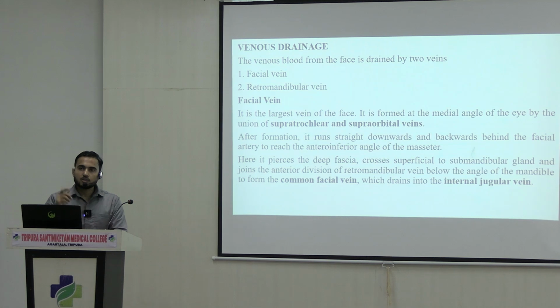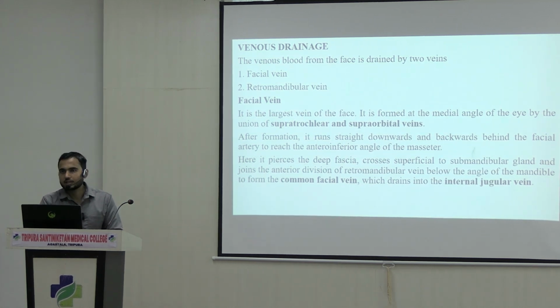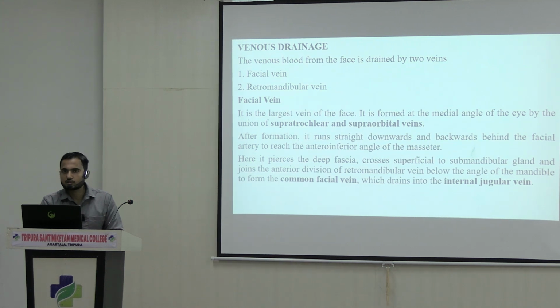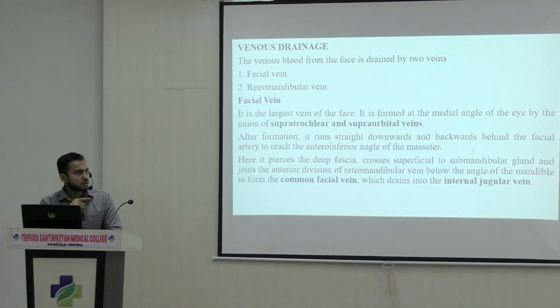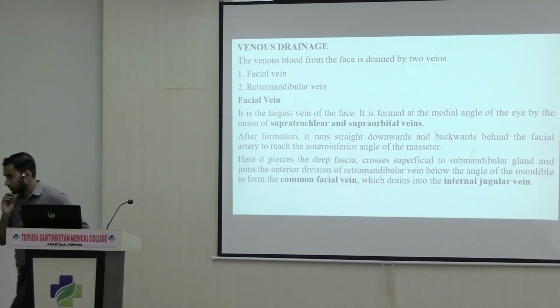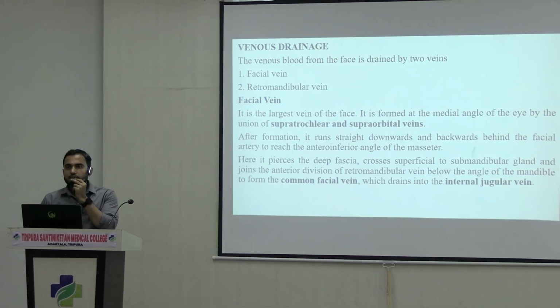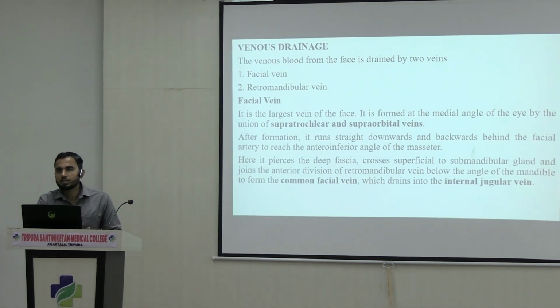Now you know that the internal jugular vein joins the subclavian vein to form the brachiocephalic vein, and ultimately the two brachiocephalic veins join together to form which vein? As we know, the superior vena cava, and that ultimately drains into the right atrium. This is the venous drainage.